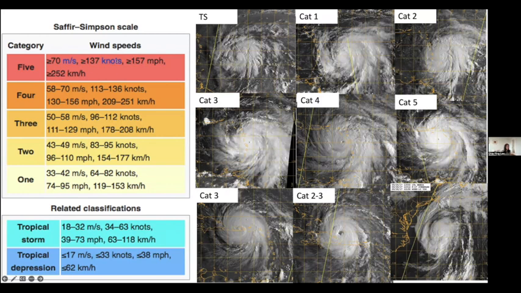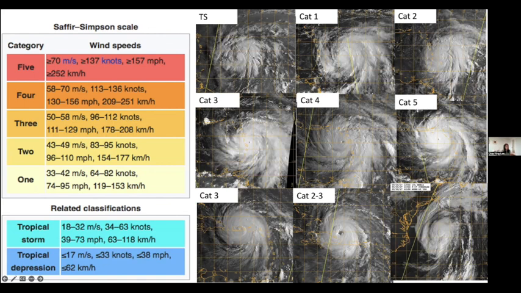So here shows you how we define hurricanes based on the wind speed. Usually we use the Saffir-Simpson scale, which describes hurricanes from category 1 all the way to category 5. And before they reach hurricane strength, we call it tropical storm or tropical depression. Only when a tropical cyclone reaches tropical storm strength will they be given a name. Otherwise, they will all be given numbers, not names.